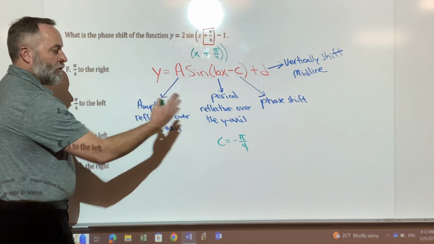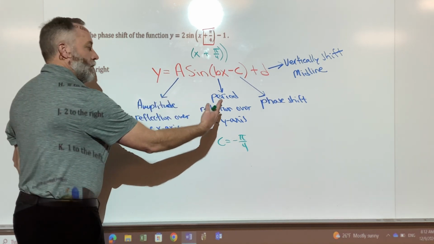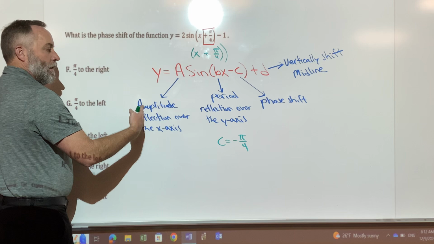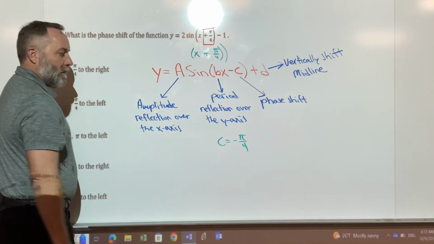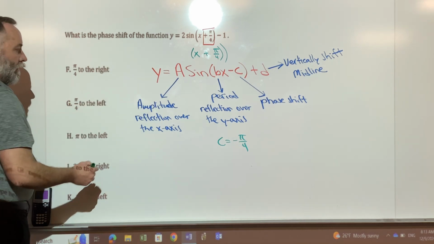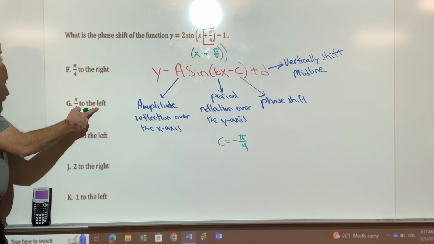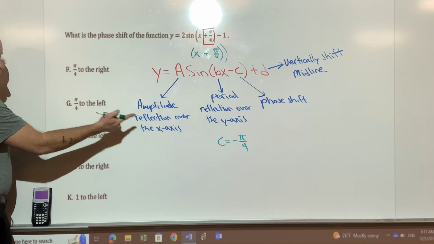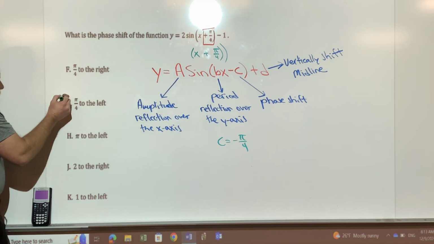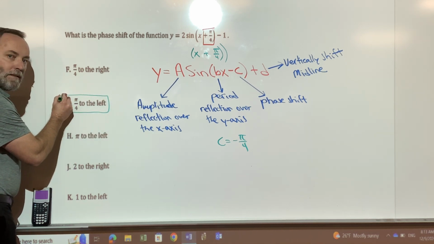And so shifting something negatively, pi fourths, is going to move us left pi fourths, or left whatever value that is. So in this case, we know that since C is negative, that shifts it to the left. And what is the value for C? It's pi fourths. So pi fourths to the left is our phase shift, and we can find that in selection G.